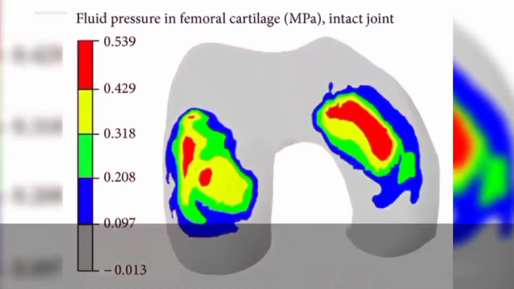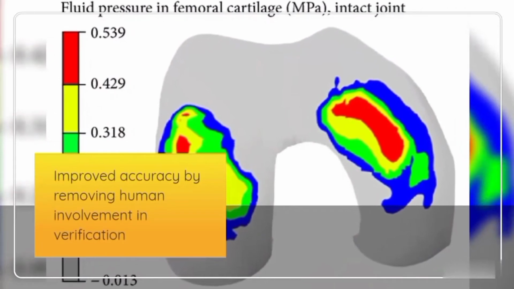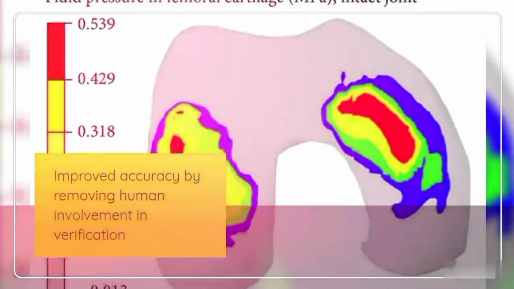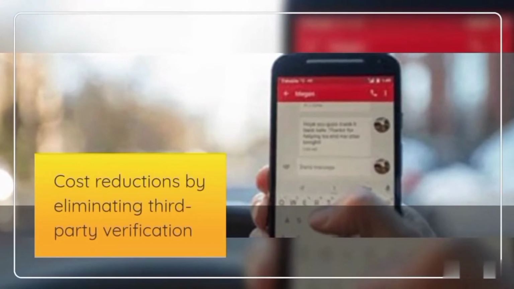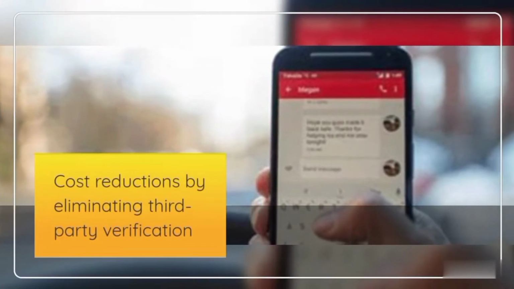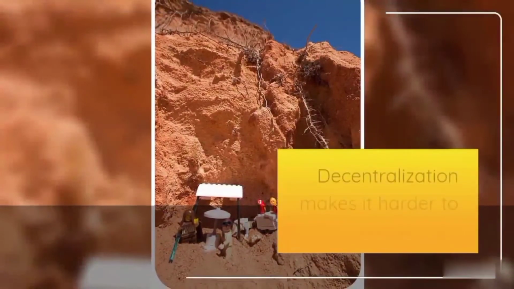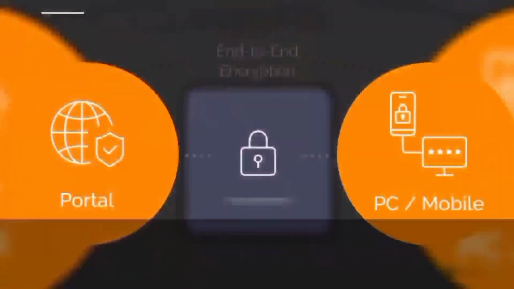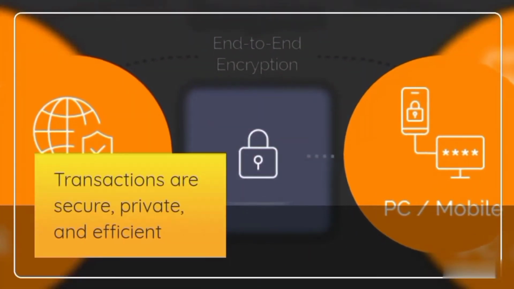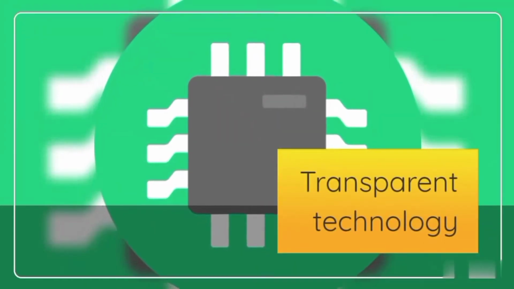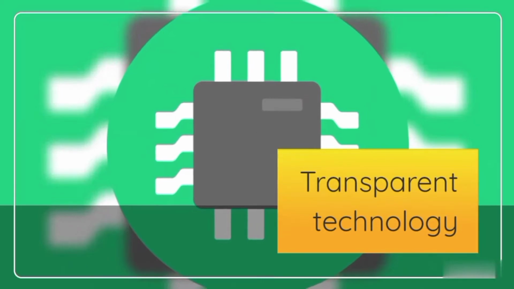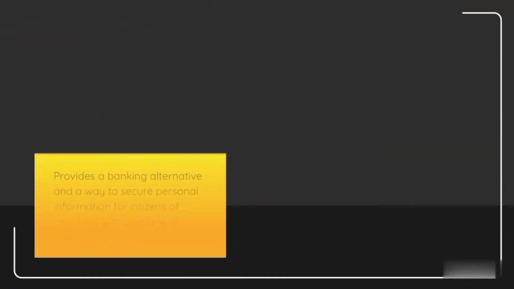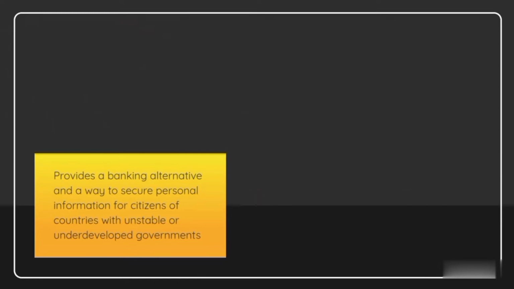Pros: Improved accuracy by removing human involvement in verification. Cost reductions by eliminating third-party verification. Decentralization makes it harder to tamper with. Transactions are secure, private, and efficient. Transparent technology provides a banking alternative and a way to secure personal information for citizens of countries with unstable or underdeveloped governments.